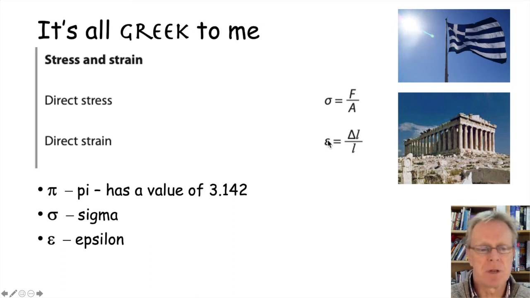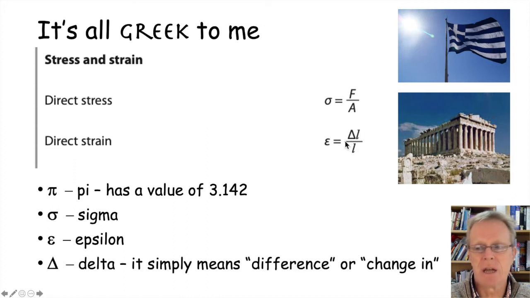Now the thing that gives students the heebie-jeebies is this funny little triangle in front of the L. That actually simply means the difference or change in length. So that means difference or change in length divided by the length. Just turn the music off there. And let's look at the next practice question.